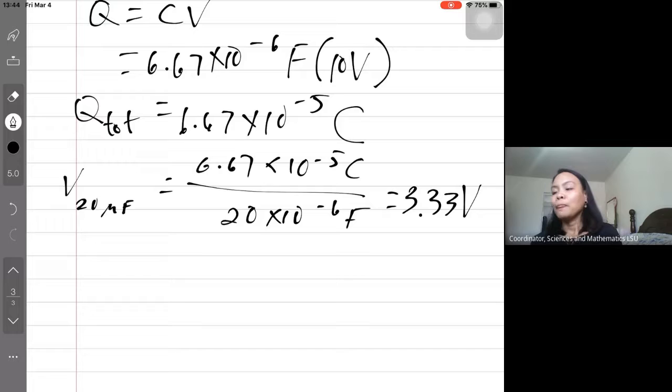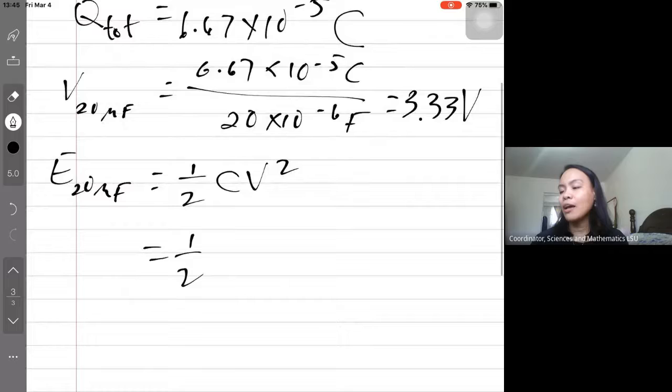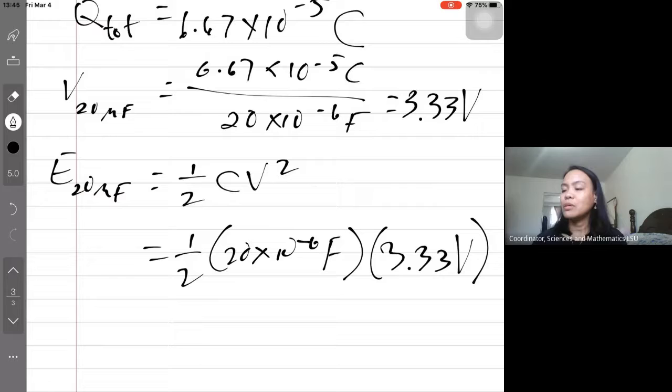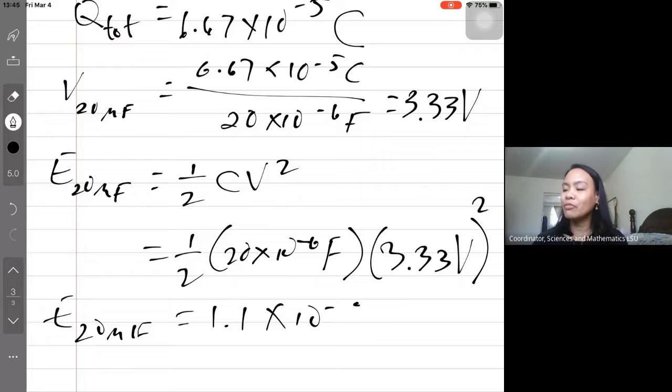Okay, so we can now get our energy for our 20 microfarad capacitor, and our energy formula is 1/2 CV squared. So 1/2 C, 20 times 10 to the negative 6 farad, and the voltage 3.33 volts squared. Never forget to square that one. And the energy stored in the 20 microfarad capacitor is 1.1 times 10 to the negative 4 joules.